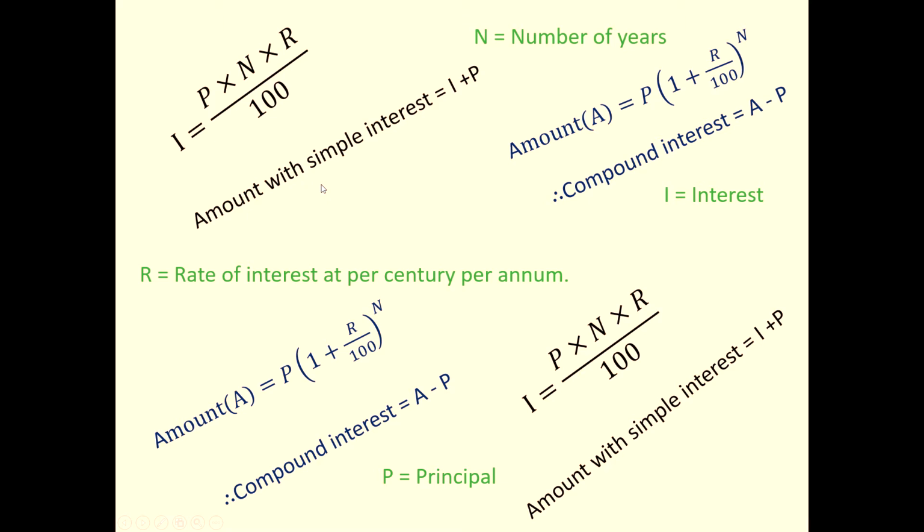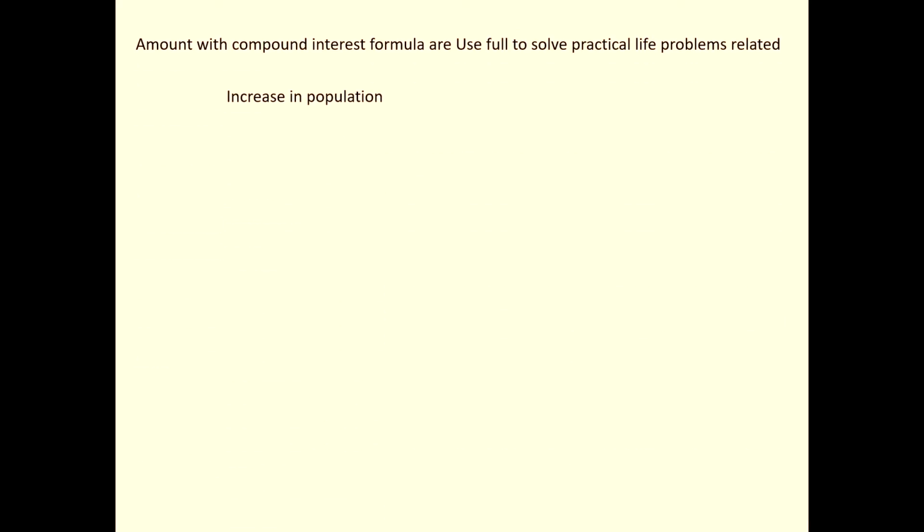Today we will learn how to apply the compound interest formula for solving our day-to-day life problems, which is also called application-based sums. First example: increase in population. If a country's population is increasing, that is also calculated based on the compound interest formula, and they can predict that after a certain year the population will be so and so.